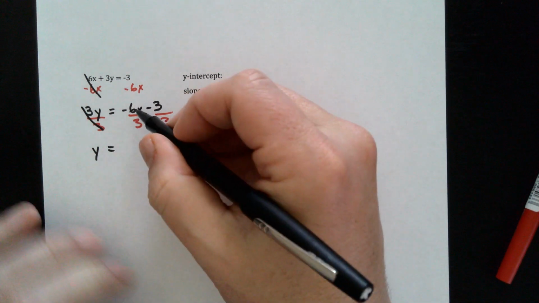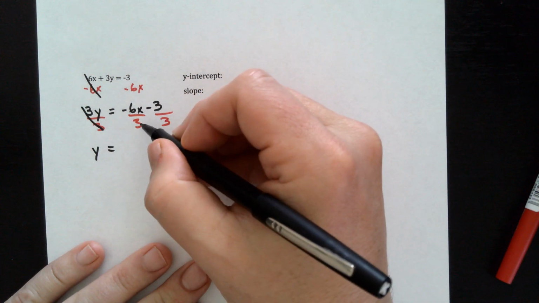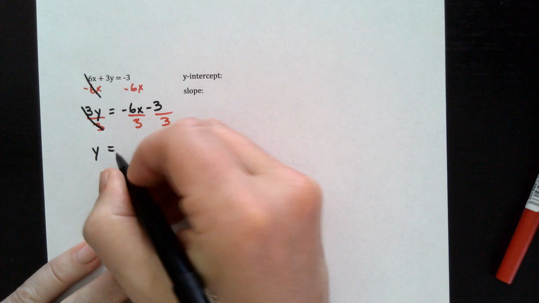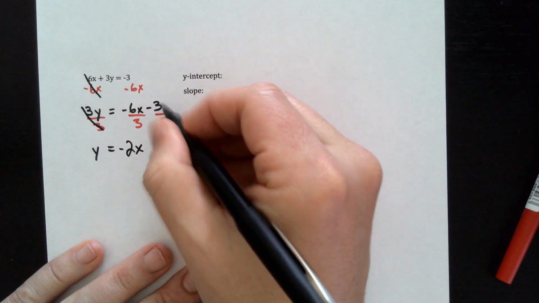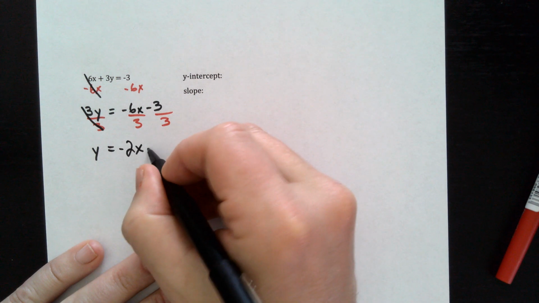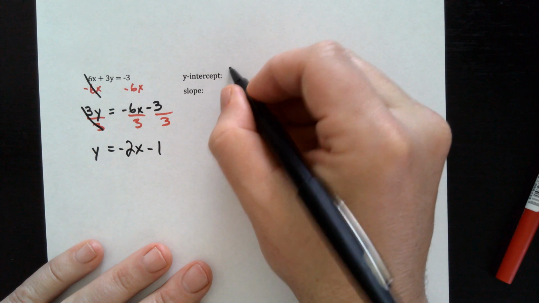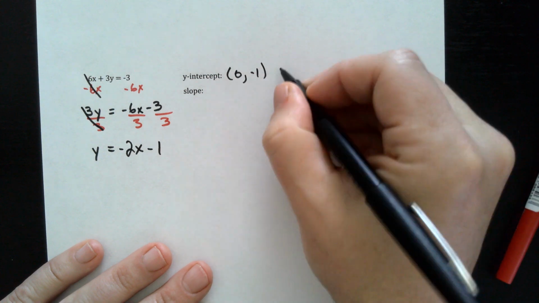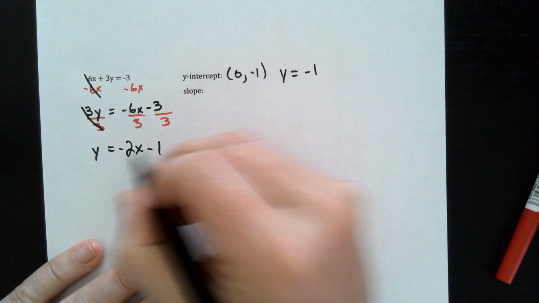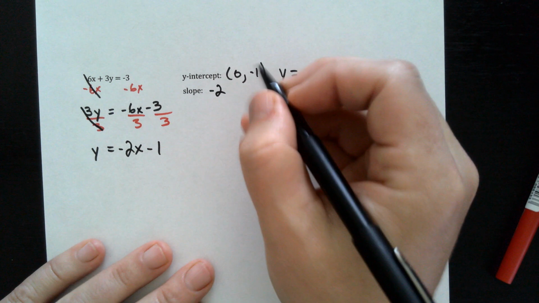Let's see, we have negative 6 divided by 3. 3 goes in there twice, but it is negative, so negative 2x. And then negative 3 divided by 3 is going to be negative 1. So our y-intercept is (0, negative 1), or just y is equal to negative 1, and our slope is negative 2.